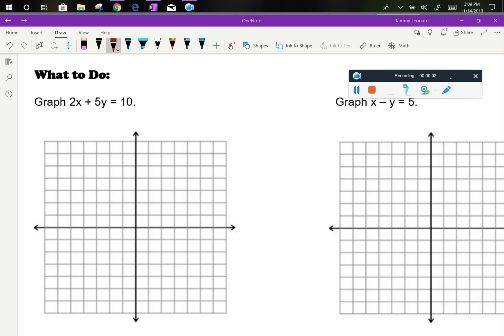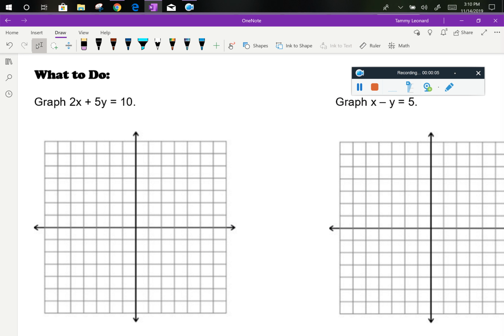Let's start by checking to see if A and B evenly divide C. Notice 2 and 5 go evenly into 10, so we can use the easier method of that cute little XY table. So I've got a 0 for X and a 0 for Y. If I put in 0 for X, that's going to take that term out completely, and I'm going to have 5Y equals 10. If I divide both sides by 5, Y is equal to 2.